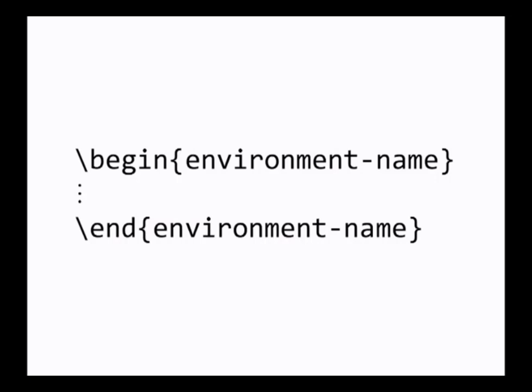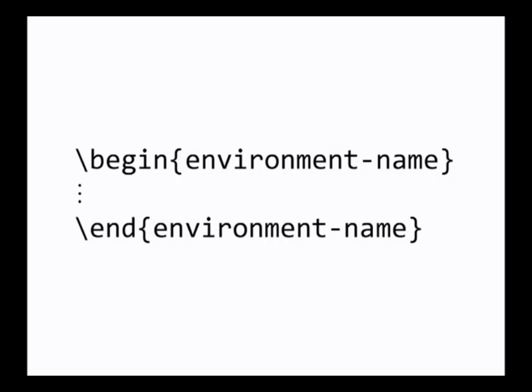We have to have a way of telling LaTeX when the environment is beginning and when it is ending. And we do that by typing \begin, and then in curly braces give the name of the environment, and then enter in the stuff that we want in the environment, and then tell it to end by typing \end, and then curly braces, and then the name of the environment, and then close the curly braces off.